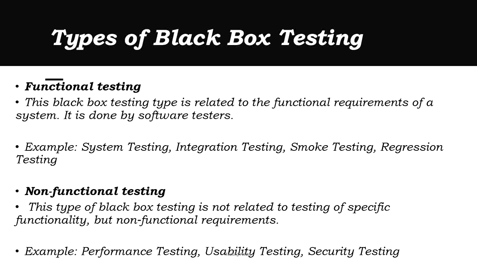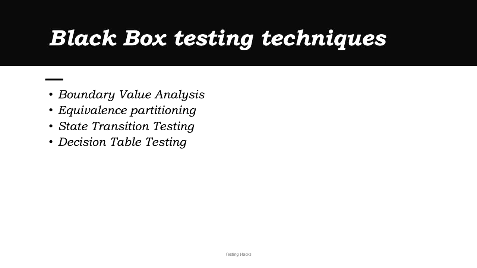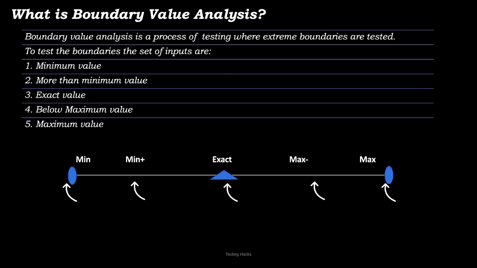So now we will go to the functional testing techniques, or else the black box testing techniques. Under black box testing techniques, we have several techniques, but these four are considered the major or main techniques of black box testing: boundary value analysis, equivalence partitioning, state transition testing, and decision table testing. We will go through each of them. The first thing is boundary value analysis. As the name suggests, boundaries will be tested here. In this process, extreme boundaries are tested.